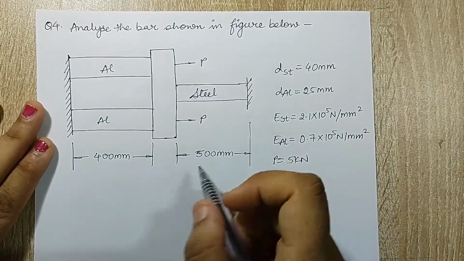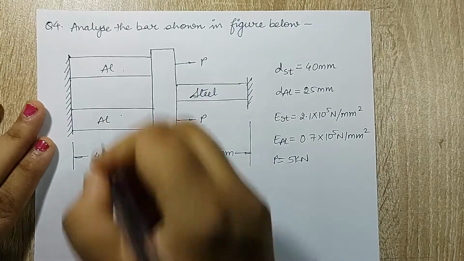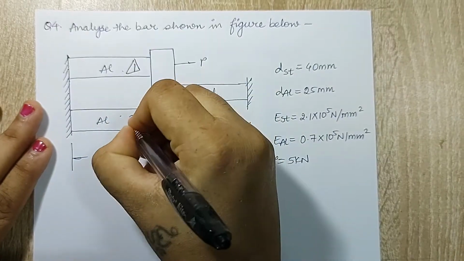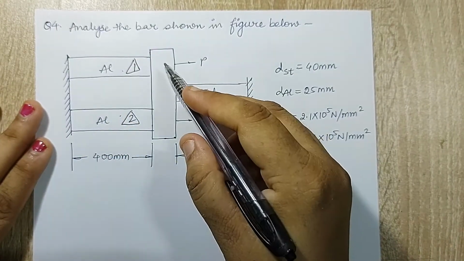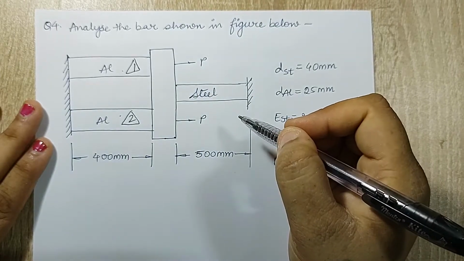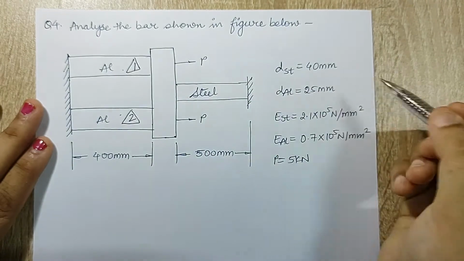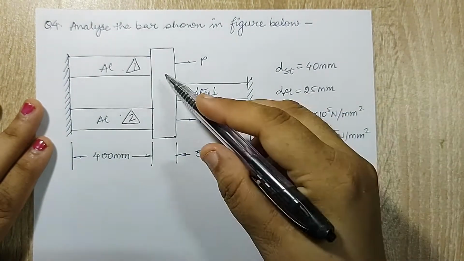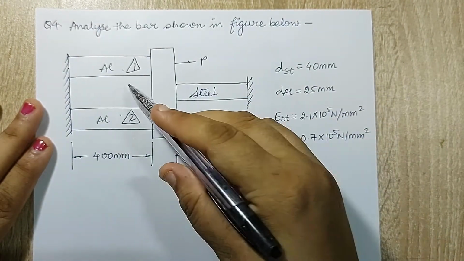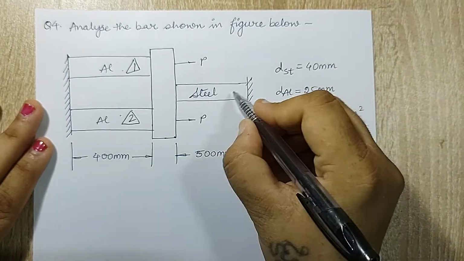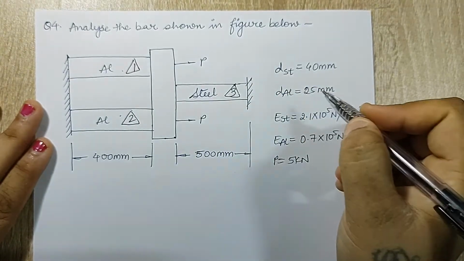Now looking at this question, I can see that there are two bars here of aluminium. So I mark these as 1 and 2. There is another bar, but looking at the question, I do not find any dimensions given for this portion, so I'll be neglecting the central one. It's just a connecting portion between aluminium and steel, and this I'll be marking as element 3.